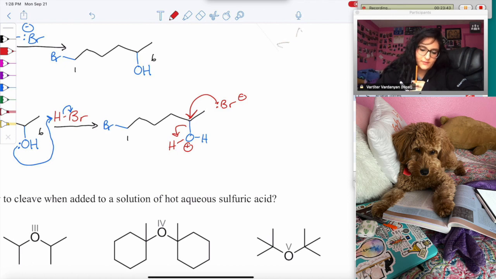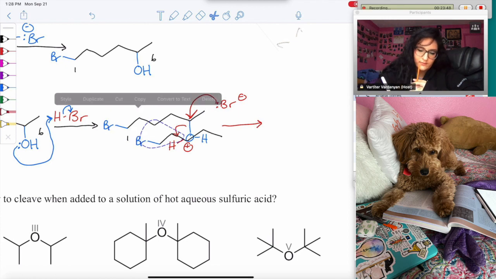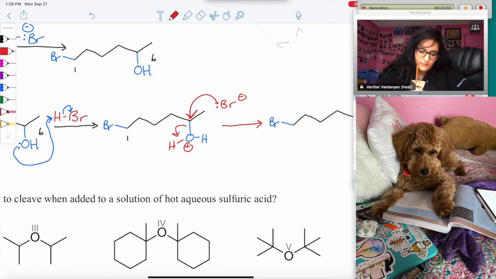So we end up with, excuse me, it was a weird color. Instead of an OH, we now end with 2 BRs.